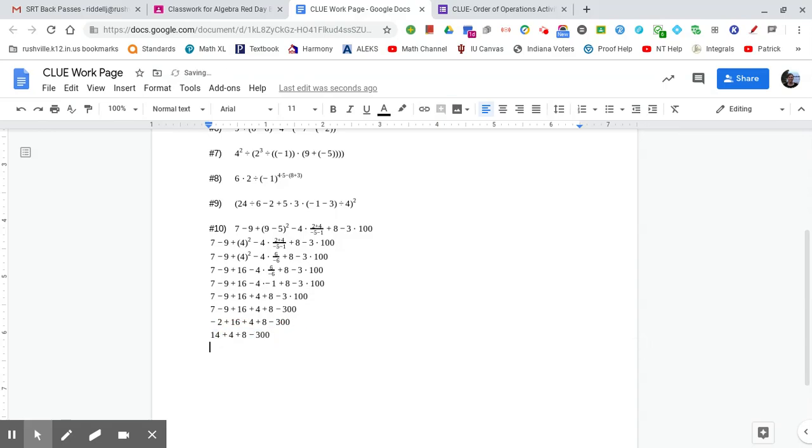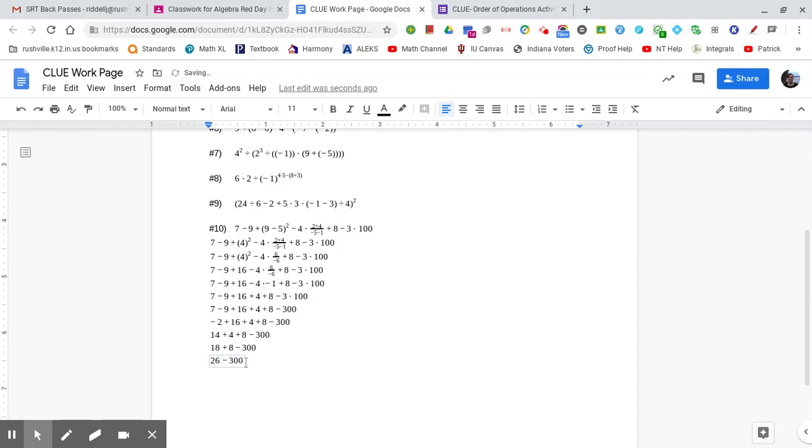I'll copy, I'll paste. 14 plus 4, those are the same signs, so I'll just add. 14 plus 4 is going to give me positive 18. I'll copy, I'll paste. 18 plus 8 is going to give me 26.